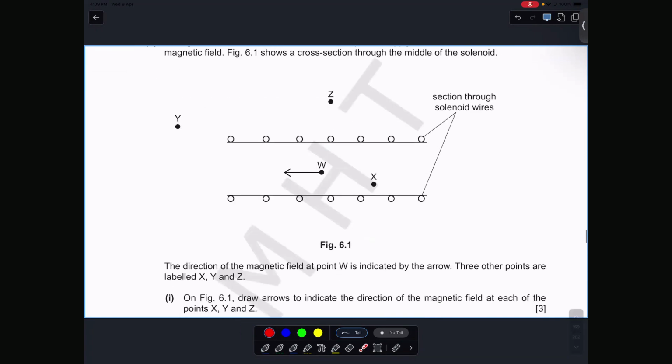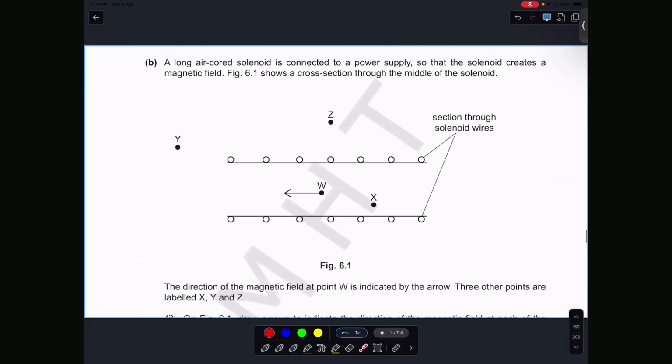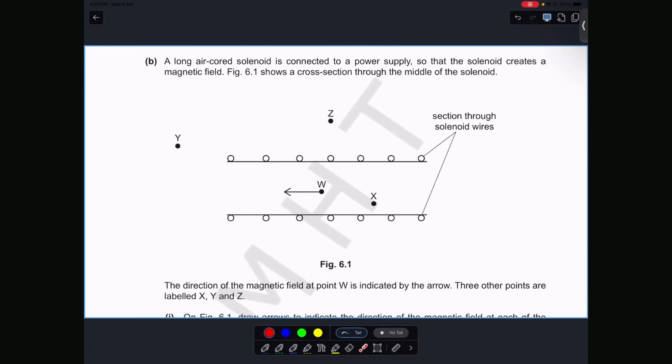A long air cored solenoid. So what's an air cored solenoid? Typically solenoids have what inside them? Iron, right? But what if there's nothing inside the core, it's just a coil? Will it be an electromagnet? Yes, absolutely. It'll be completely normal, nothing wrong about it. It's just that we place the iron core inside to make it a stronger magnet. So the placement of a core is not a mandatory requirement. It's just an improvement.